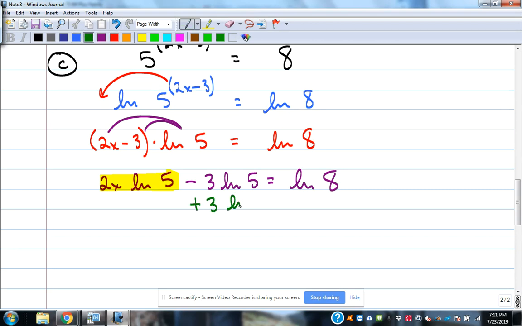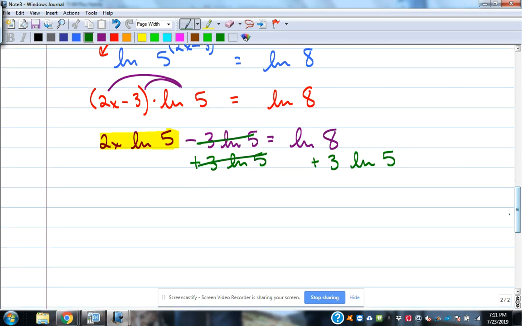Addition of the 3 natural log of 5. So I'm adding 3 natural log of 5 to both sides. And that cancels it out on the left side, gives us 2x natural log of 5 equals natural log of 8 plus 3 natural log of 5.